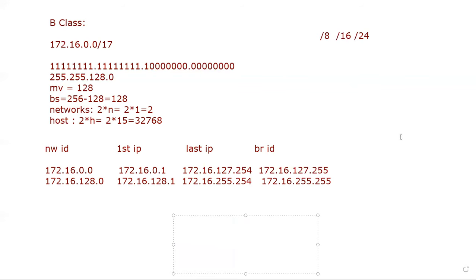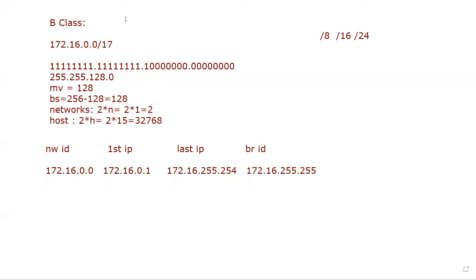So easily you can solve /17, and /18. When you solve /18, then definitely 0, 64, 128 and 192 will be there. When you solve /19, then 32 will be the block size. When you solve /20, then 16 is the block size. Okay, I'm going to solve slash 23.